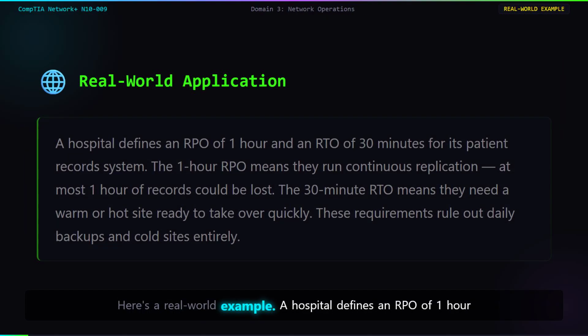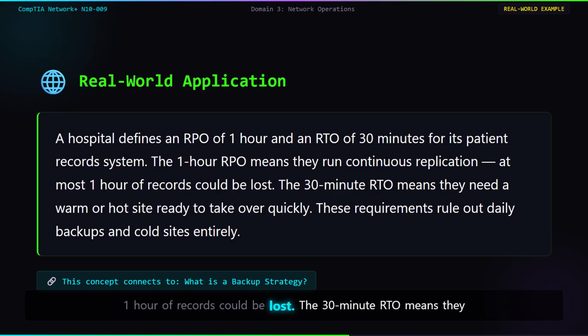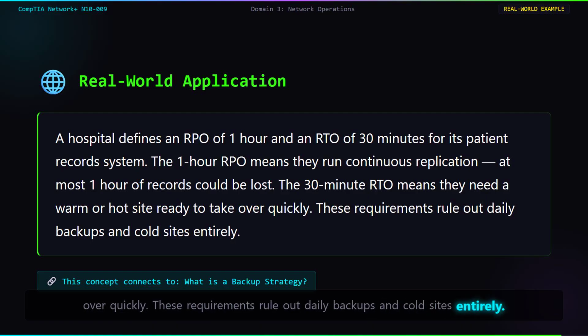Here's a real-world example. A hospital defines an RPO of 1 hour and an RTO of 30 minutes for its patient record system. The 1-hour RPO means they run continuous replication. At most, 1 hour of records could be lost. The 30-minute RTO means they need a warm or hot site ready to take over quickly. These requirements rule out daily backups and cold sites entirely.